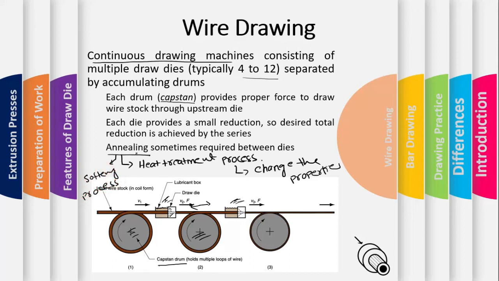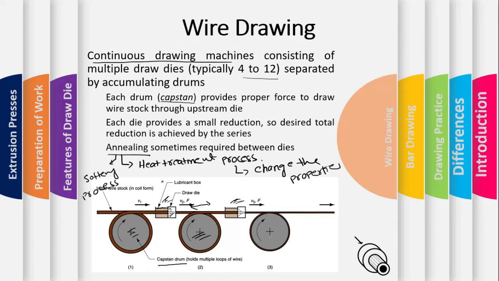So we perform the annealing between the two dies so that our wire becomes soft and it can be easily deformed, right? It heats the material up to recrystallization temperature, and you know what the recrystallization temperature is. It heats the material up to that temperature and allows it to cool down in the open air, without any external medium like water or some other source. So that's called the annealing operation. The purpose is to soften the material so that it can be easily deformed in this way.